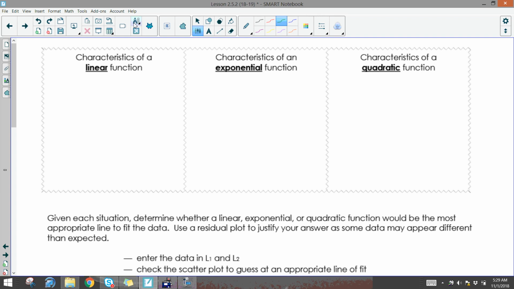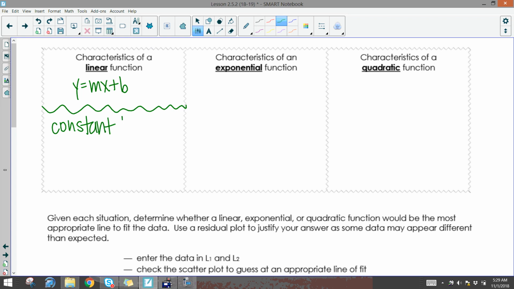So characteristics of a linear function, remember that is y equals mx plus b. We're looking for a constant rate of change, and we are going to look for data points that form a straight line-ish. Obviously, it won't be perfect with a line of best fit, but you're looking for your data to have a constant rate of change or pretty darn close, and for your data points to then form a straight line.